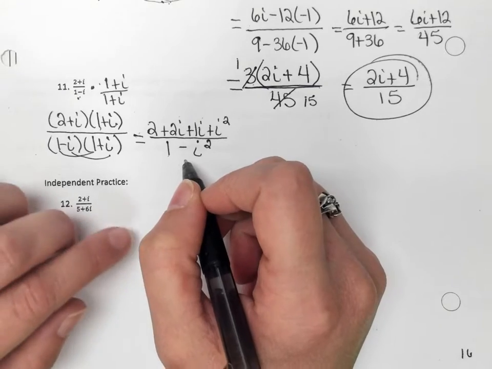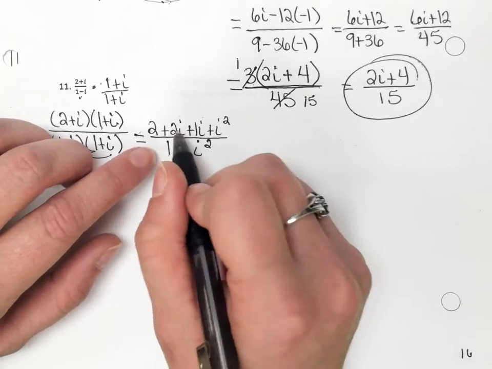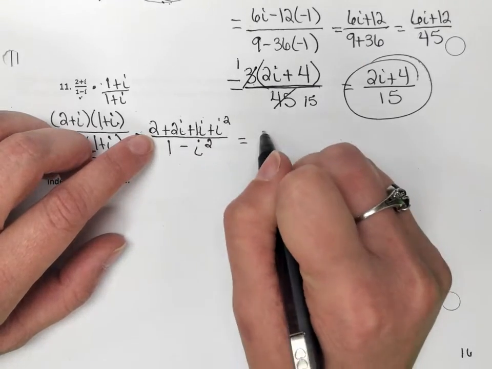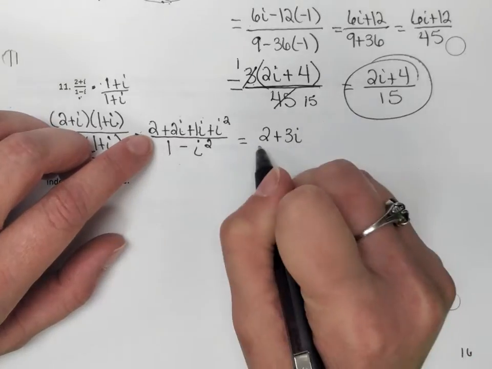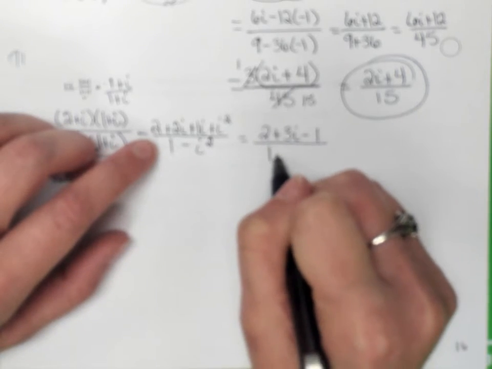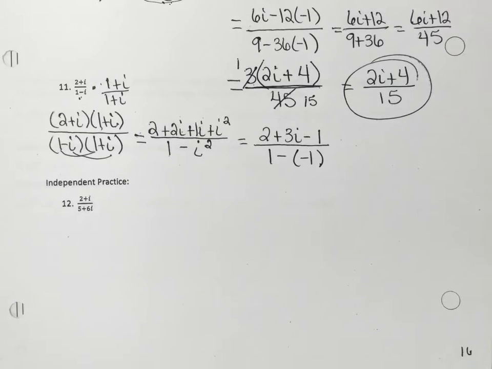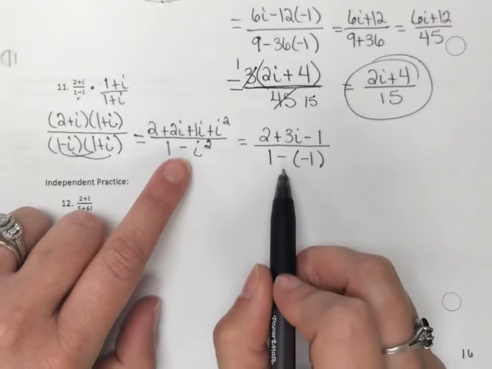Alright, so what can I do? A couple of things. Add the i's. 2i plus 1i is 3i. What else can I do? Change the i squares to negative 1s, right? So this is 1 minus negative 1. Y'all don't look at the screen. Hold on. Alright, there we go. So you see how I did that? 1 minus negative 1 right there?